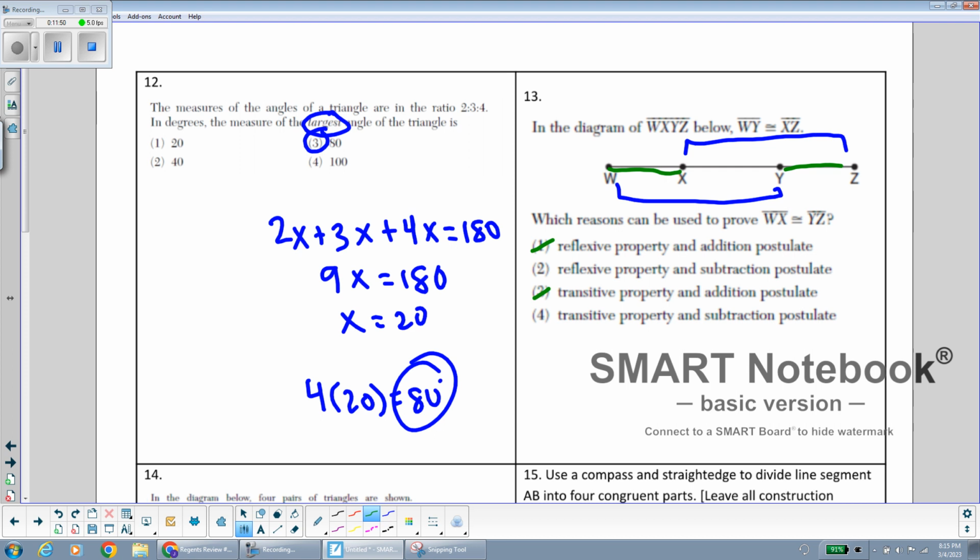If we were going to be subtracting, we would be taking WY and subtracting off XY to be left over with WX. If we were subtracting here, we would take XZ and subtract off XY to be left over with YZ. Since we're subtracting off XY from both segments, we would need to know it's congruent to itself by the reflexive property in order to do that subtraction. Remember, when we subtract, we start with congruent and we subtract congruent, and that's how we end up with congruent.